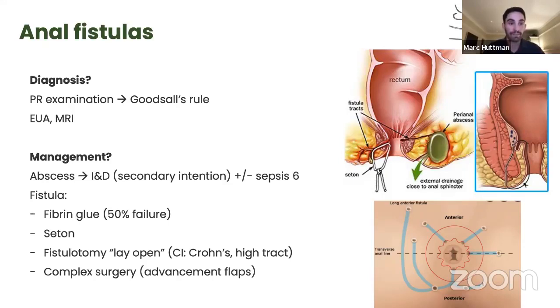Again, EUA, examination under anesthesia, because you're putting that probe in a fistula around the bum, which is not very comfortable. An MRI is important as well if you have a complex type of fistula and you just basically can't figure out what's going on with the Lockhart-Mummery probes.